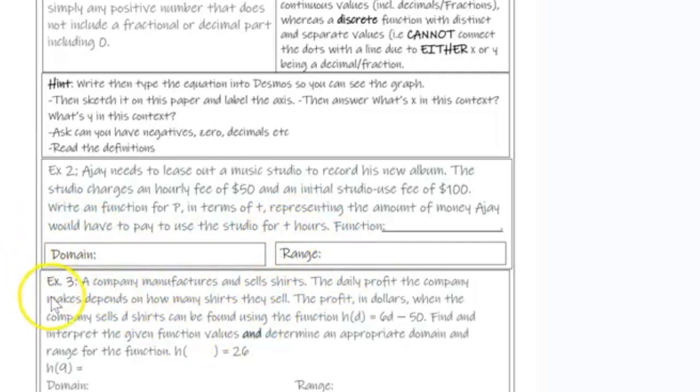And also complete example 3 using the same steps. But now, in addition to that, I'm just going to check some previous work we've done. Can you tell me h of what? The input if I tell you the output. And can you tell me the output if I give you the input, as well as your domain and range? Let's practice.